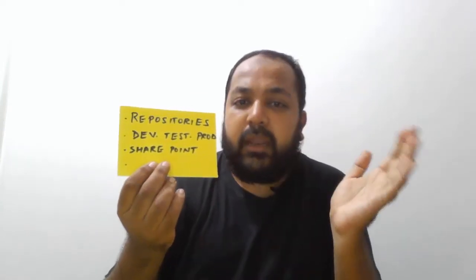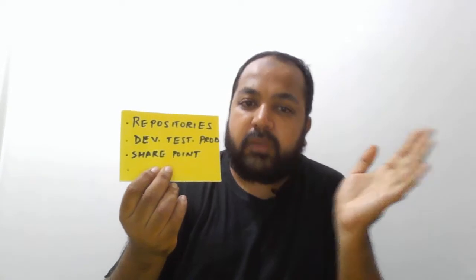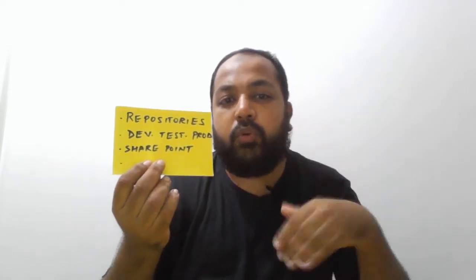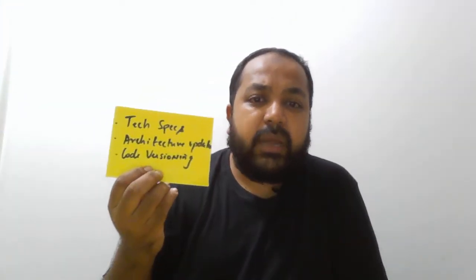We could configure repositories, environments of code like dev, test, and production. We could also configure documents or deliverables on SharePoint, right? So these are some of the configuration items. In continuous integration, we try to do that. We can also configure technical documents, architecture documents, and then we start versioning the code. So this is all about configuration management. When you're trying to manage these configurable items, it's called configuration management.